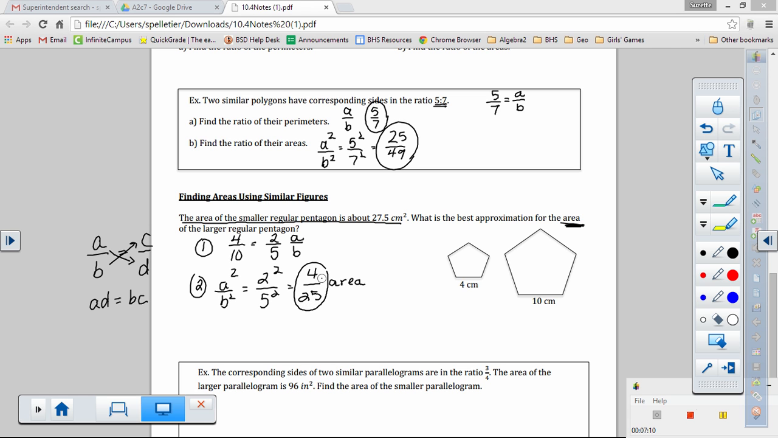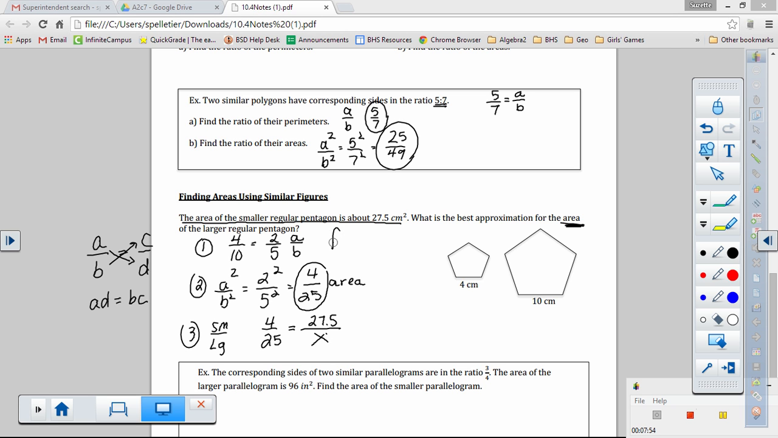So this is my proportion for area. And would you say 4 is smaller or 25 is smaller? So obviously we would say 4 is smaller. So I'm going to set up my proportion. Smaller is to larger. Okay? So 4 is to 25, 4 being smaller, 25 being larger, is equal to. That's the proportion that kind of tells me how to change the numbers to find the answer. I know that the area of the smaller pentagon is 27.5, and since smaller is in the numerator, I'm going to put the 27.5 here, and then I'm going to search for the area of the larger, and that's what the question's asking me to do. What is your best approximation for the area of the larger regular pentagon?